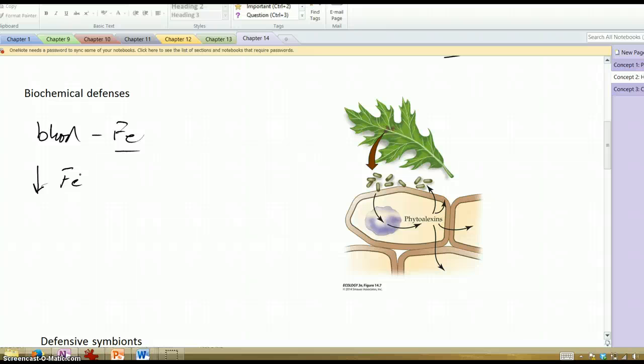Now, the book mentions how, on the other side of the coin, the bacteria have ways of attempting to get at the iron that we do have in our bloodstream to try to get around this adaptation.